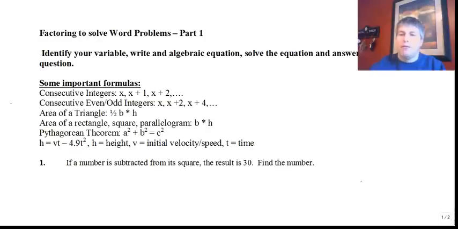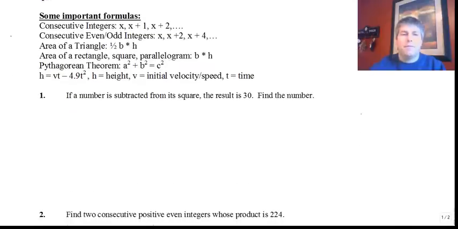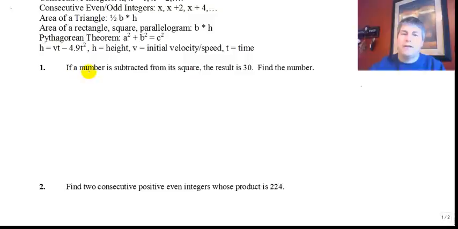Okay, so let's take a look at some sample problems, beginning with number 1. If a number is subtracted from its square, the result is 30. Find the number. So let's go ahead and let x equal our number. So we want to take our number and we want to subtract it from its square. So that's x squared minus x equals 30. We want to solve this quadratic, so we have to have this equal to 0, so we'll subtract 30 from both sides, and we get x squared minus x minus 30 equals 0.